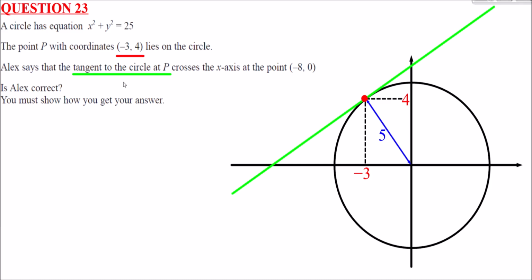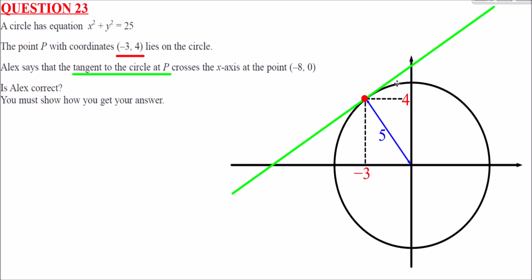So now it's a case of thinking, is Alex correct? Well, you need to show how you get the answer, but more than that, where to even begin. The key thing here is having to remember that the radius meets a tangent at a right angle. We need to remember that, and that's our first easy mark, I would say.